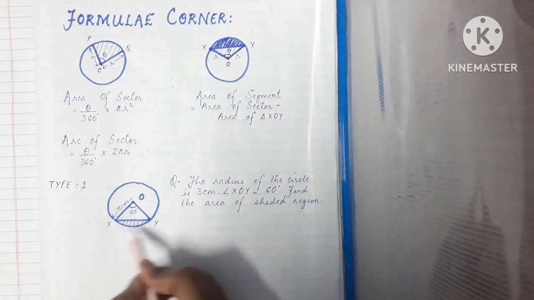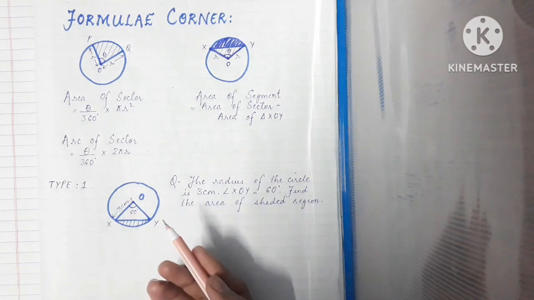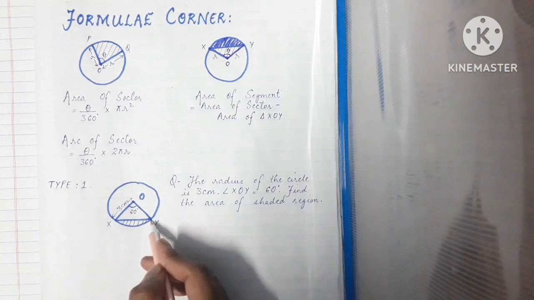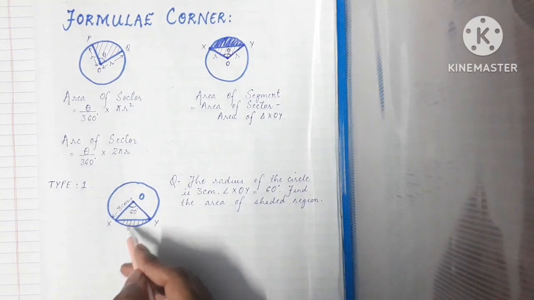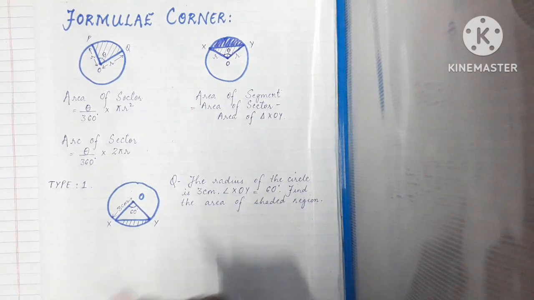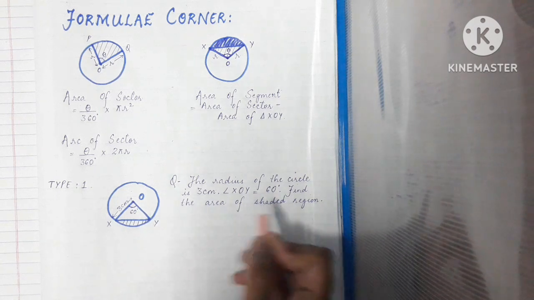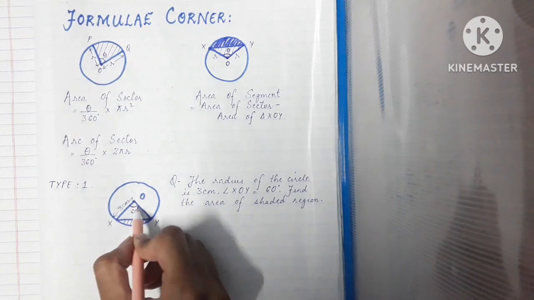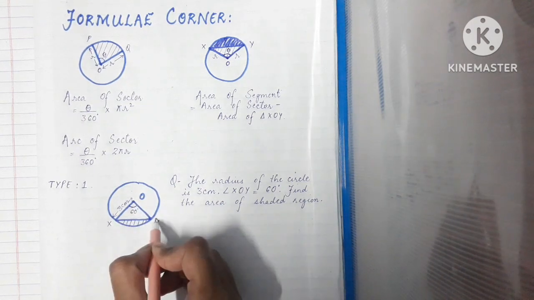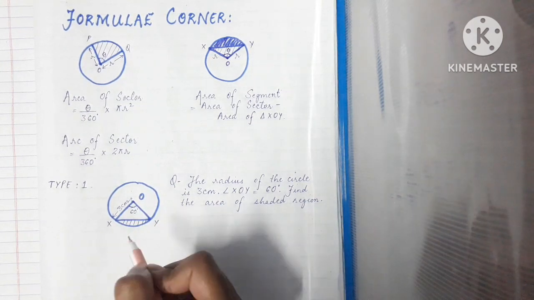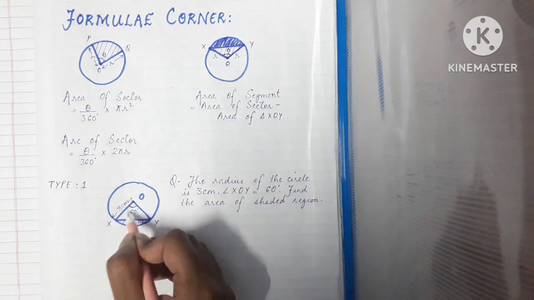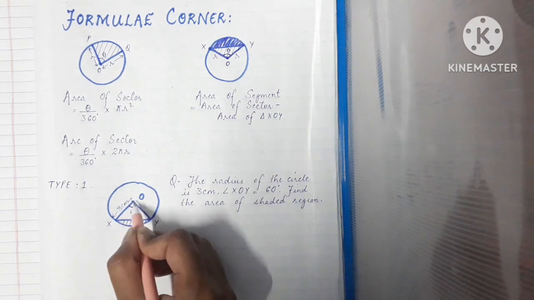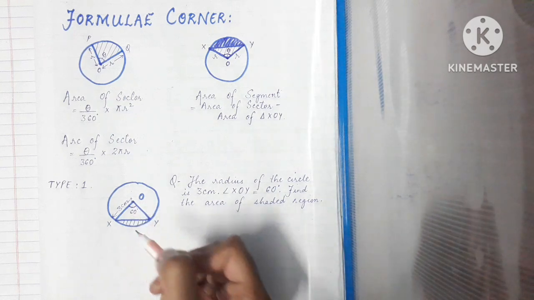So this shaded region is nothing but the segment of the circle. Okay, it is formed by the chord XY and this arc. So we have to find this area. So in the first type of questions, what is given? The radius is given and the angle which the chord subtends at the center is given.